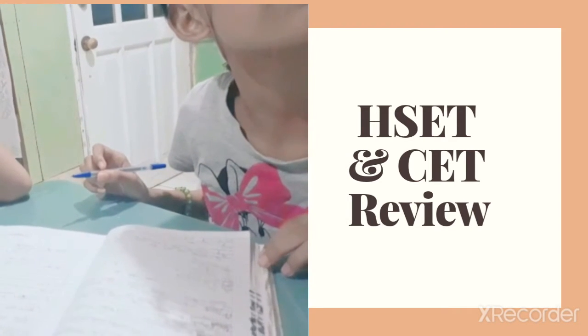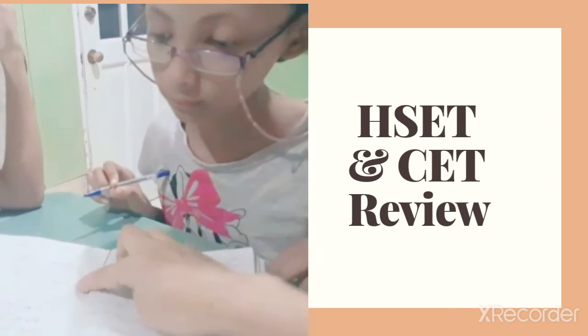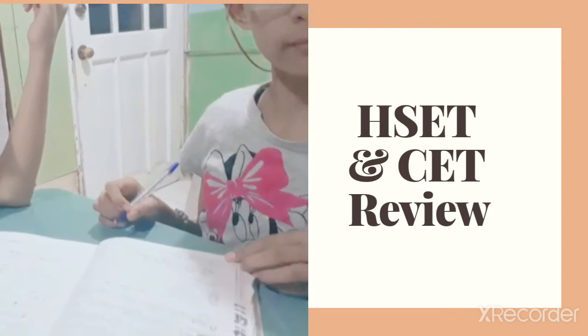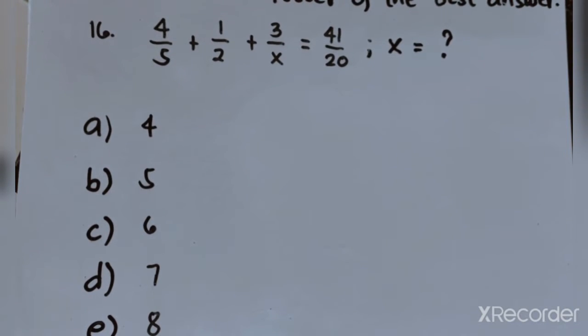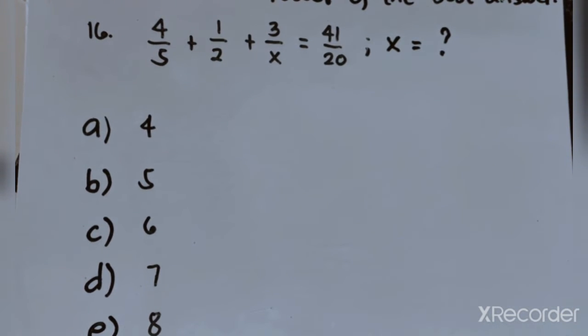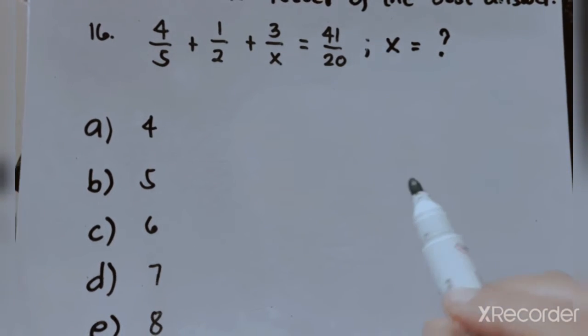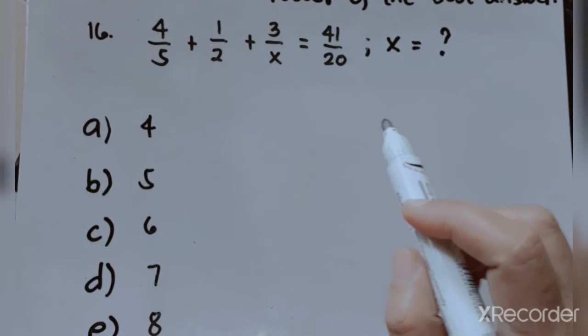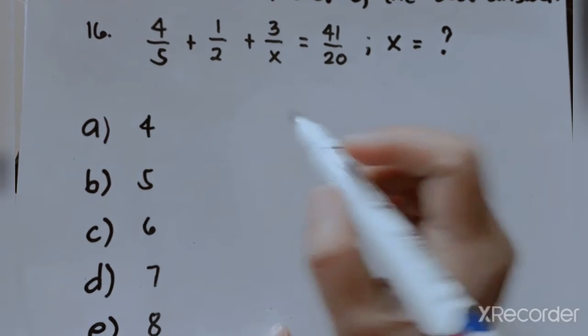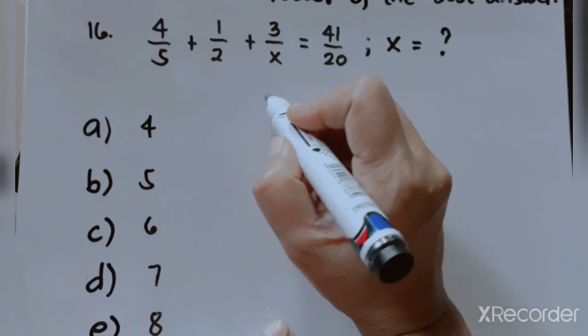Depende sa given. Kailangan basta yung sa given na unit. Number 16: 4/5 plus 1/2 plus 3 over x equals 41 over 20. Find the value of x. Just combine all these fractions and or the constants to get your x value.